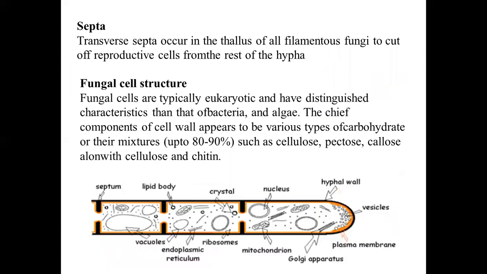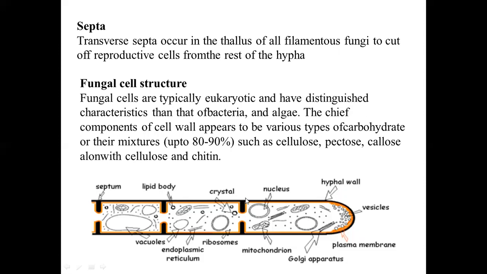Now about the septa. What is about the septa? The transverse septa occurs in the thallus of all filamentous fungi to cut off reproductive cells from the rest of the hypha. So what happens in this case, you can see this is the septation. It starts from the outer cell wall and increases in between the two cells to form the reproductive cells, to form the rest of the hypha.